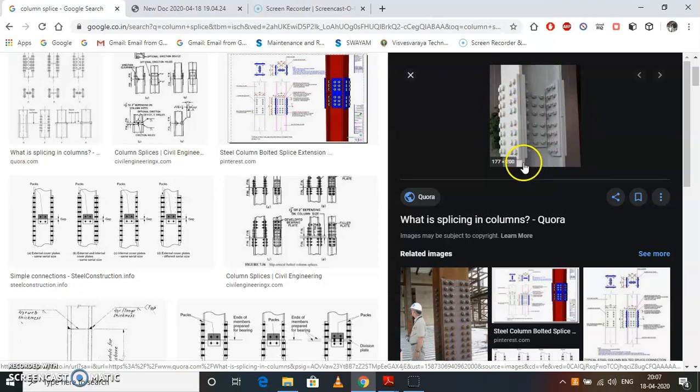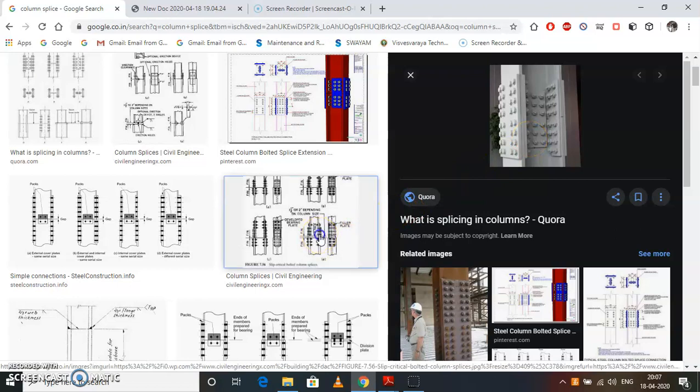Here this is the lower column, this is the upper column. They are connected by using plates on the flange by using bolts. This is called the flange splice and this is called the web splice. Here both the columns, the lower column and the upper column, are of uniform size, and in that case we can go for such a design.